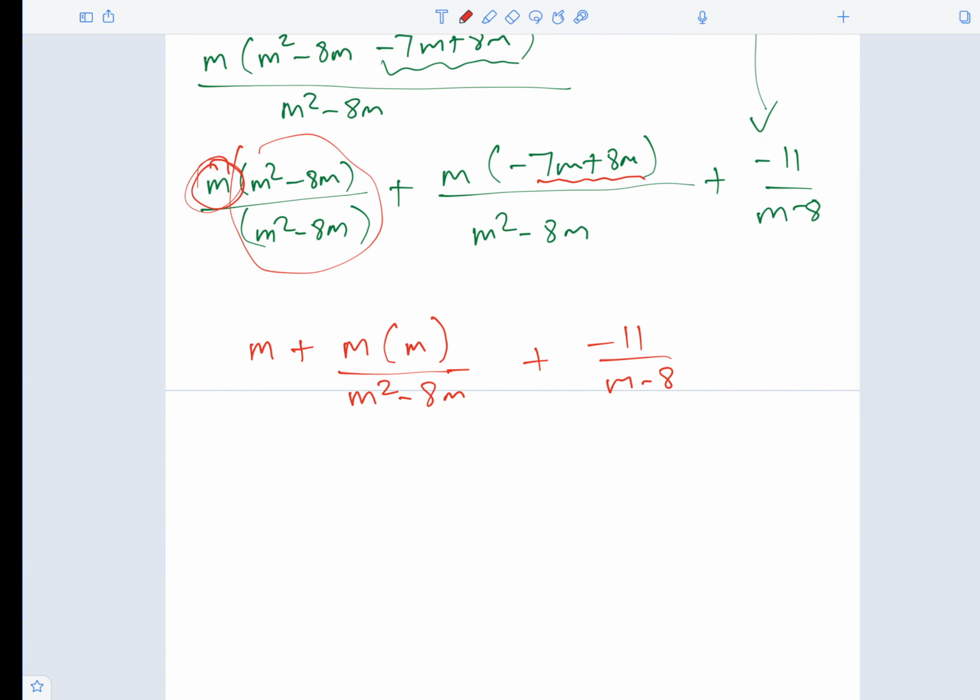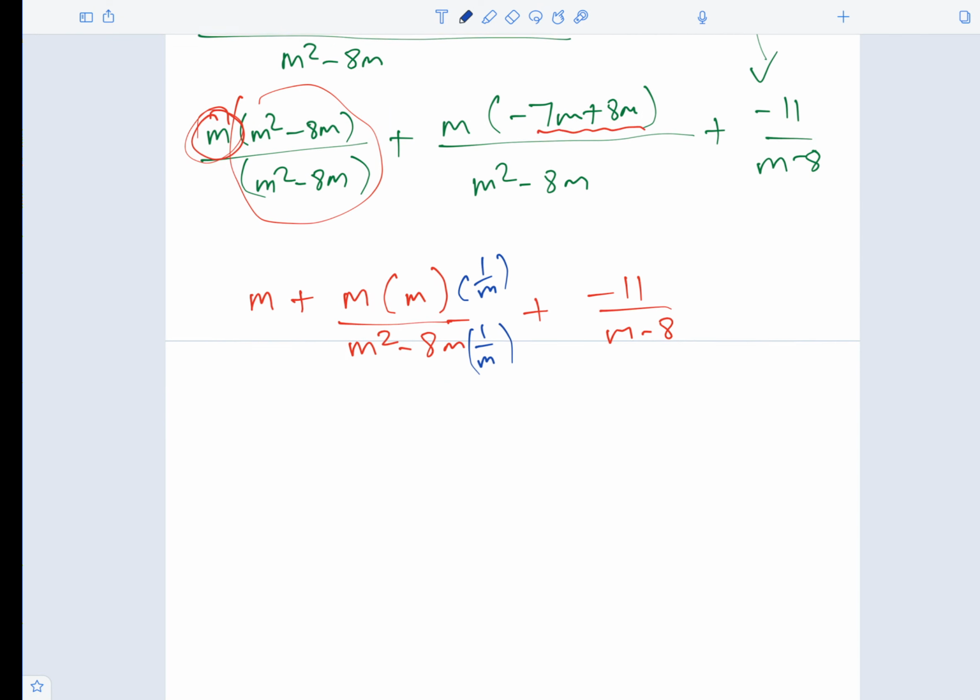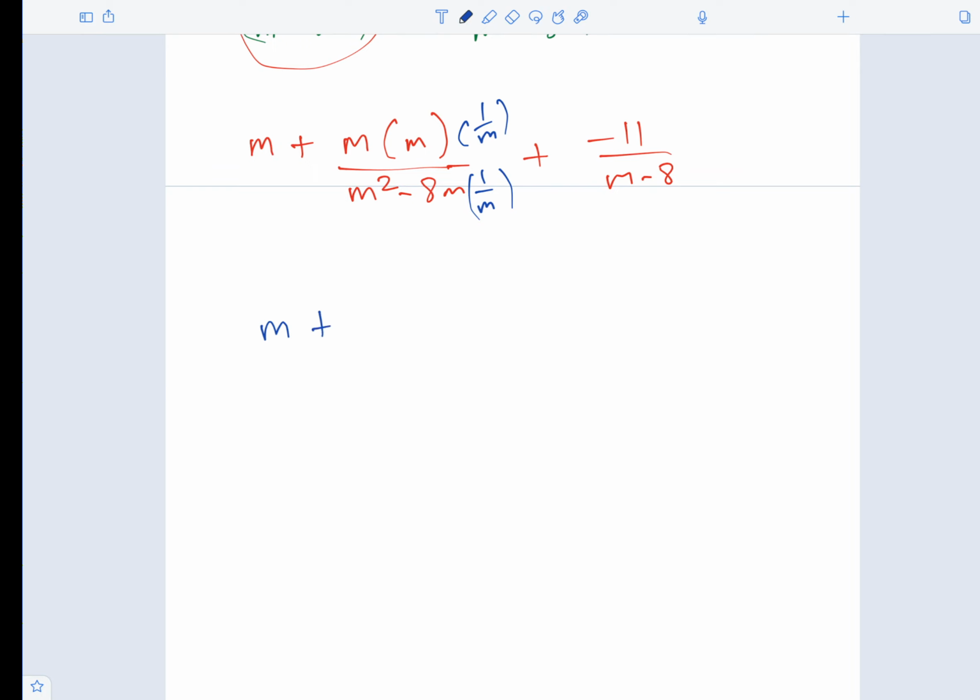Okay, so now what? Well, to play with these two, they've got to be the same. So now, whatever I giveth, I can taketh. So I can divide through, or multiply top and bottom by 1 over m. And so now I have m plus, these are going to go away because they pair up together, m, and on the bottom I'm left with m minus 8 plus negative 11 over m minus 8.